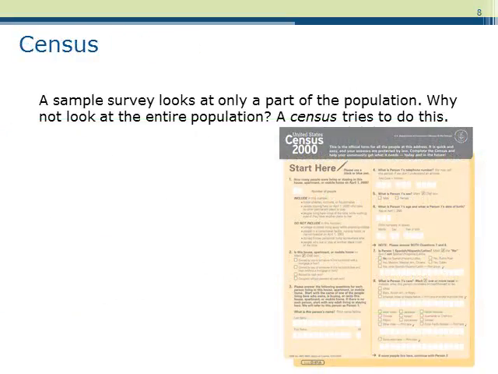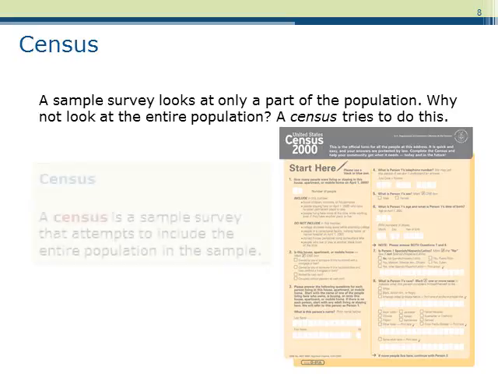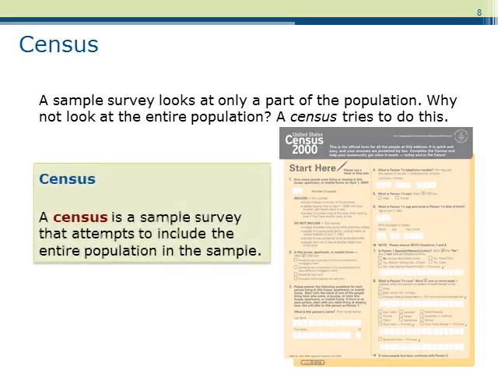Like I said previously, a sample is typically taken because it's impractical to sample the entire population. Although it won't play a very large role in our course, there are times when we would like to do this. This is called a census. A census is a sample survey that attempts to include the entire population in the sample.